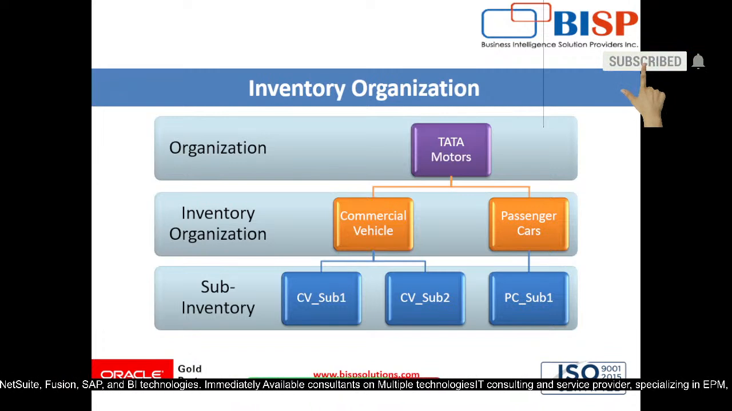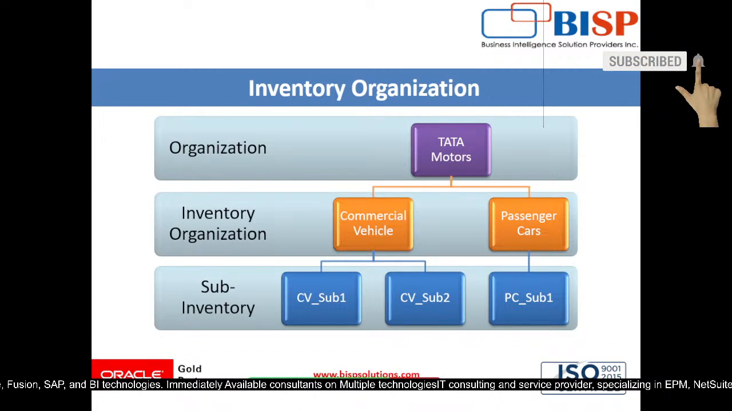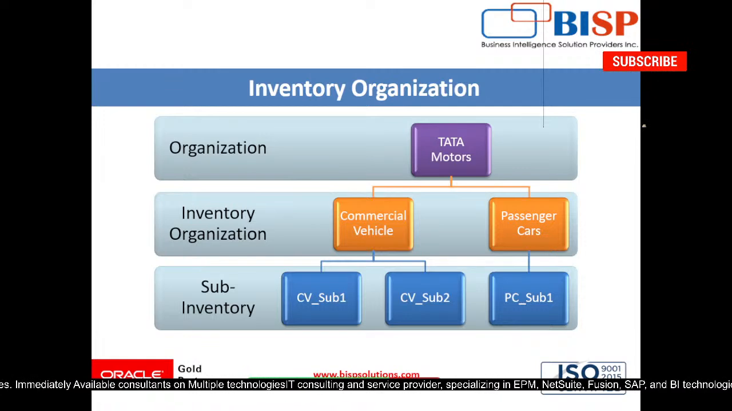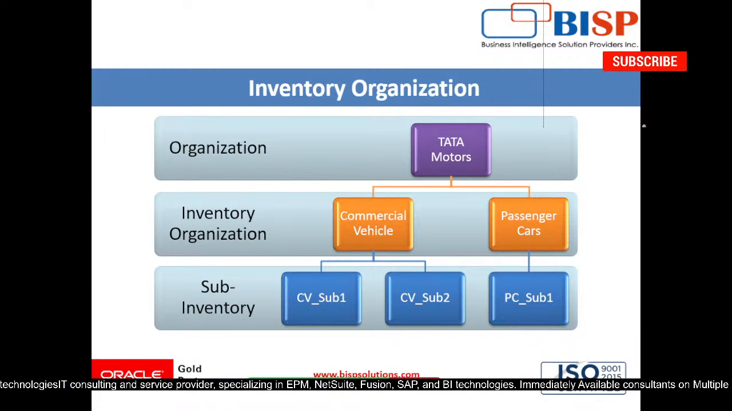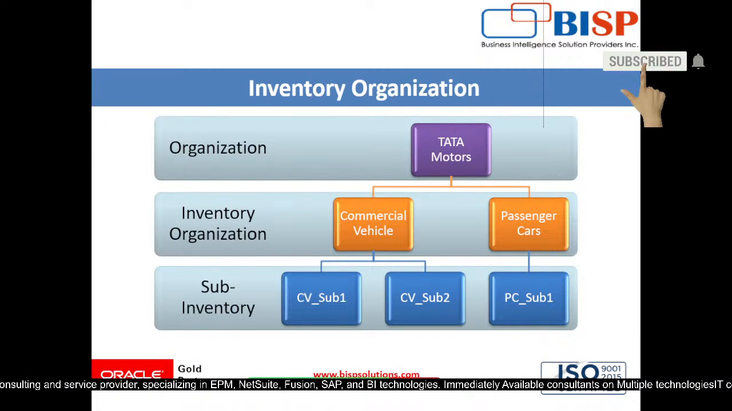So in the inventory organization, we store the inventory item and we can transact the inventory item. So let's take one scenario, the Tata Motors organization. This organization has two inventory organizations. One is commercial vehicle and the second one is passenger car. And further, the inventory organization is divided into sub inventories.